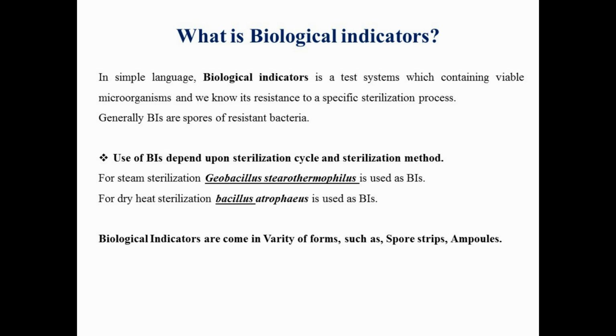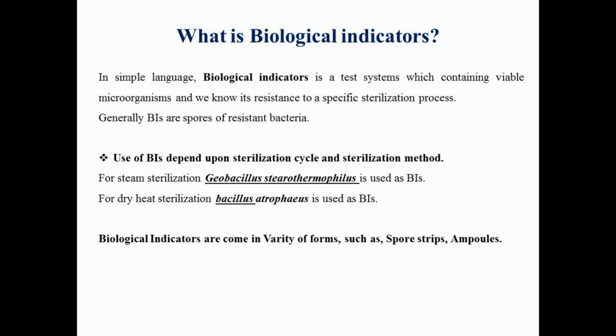Let's understand the biological indicators. We will use this biological indicator in calibration of autoclave. In simple language, a biological indicator is a test system containing viable microorganisms of known resistance to a specific sterilization process. Generally, biological indicators are nothing but the spores of resistant bacteria. A known population of spores of resistant bacteria is stuck on a paper strip. The strips are carefully packed. In case of vials, the known population of spores of resistant bacteria with dye indicator and growth media is packed in the form of vials.